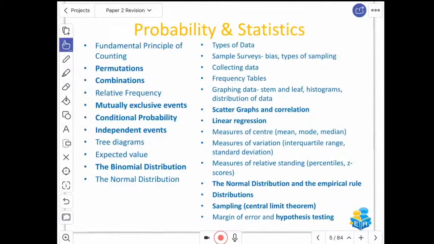Because that's definitely probably one of the areas that I would be asked coming up to the Leaving Cert. That would definitely be one of the main areas that students ask me to go over. Okay, so we're going to get started. We're going to start with permutations and combinations.